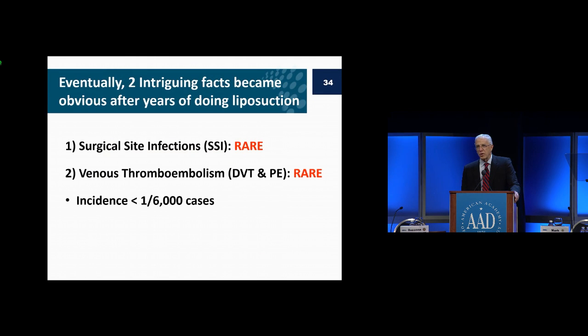But over the years, it became apparent to me and to all of my colleagues that there was something unusual going on. That was that surgical site infections with liposuction are extremely rare. Tumescent liposuction, it just almost doesn't exist. When it is done safely with just simple tumescent liposuction and microcannulas, once you add lasers and other things, there might be other tissue damages that might increase the risk. But certainly with simple tumescent lidocaine, it was very safe.